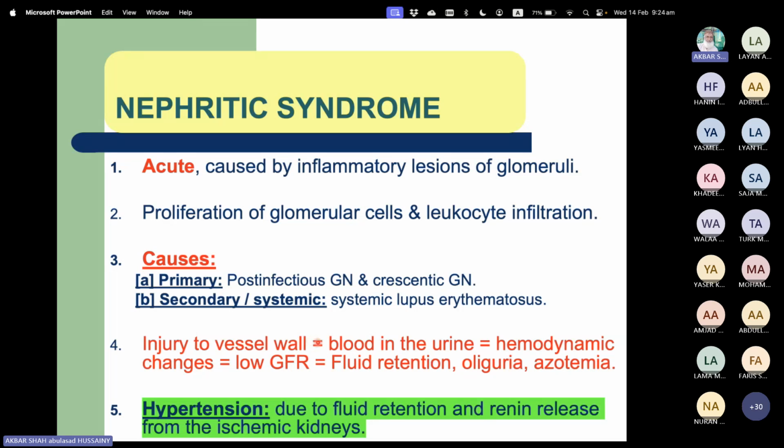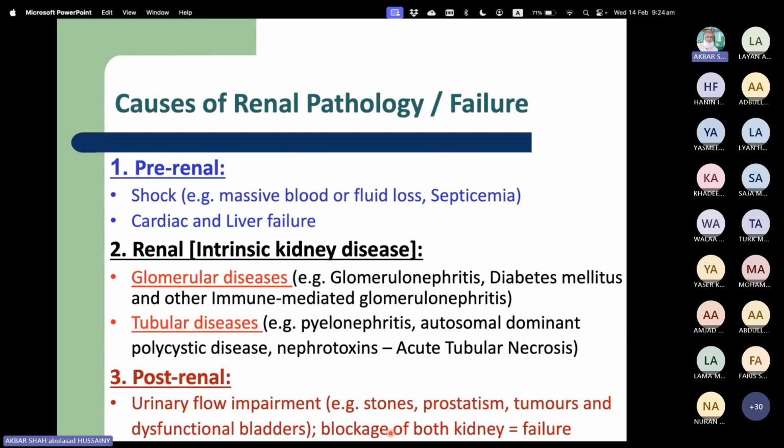So please note it. I will put a question on it then. Then hypertension occurs in nephritic syndrome due to fluid retention and renin release from the ischemic kidney. The kidney is getting less blood because of all these hemodynamic changes. Causes, we all know, we have done in the opening session, everyone did this: pre-renal, renal, and post-renal.